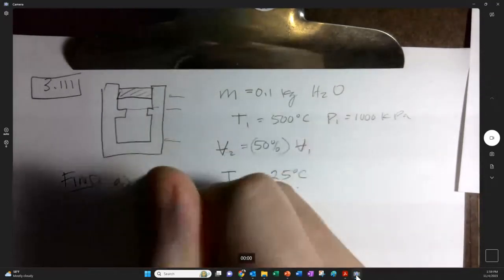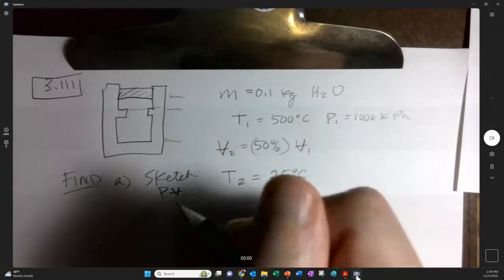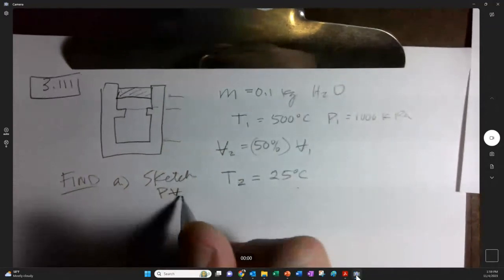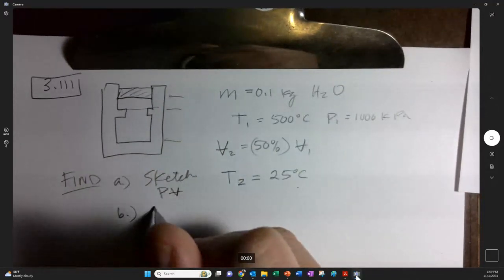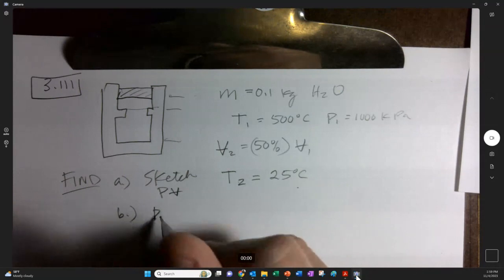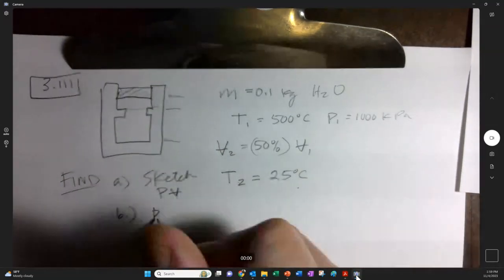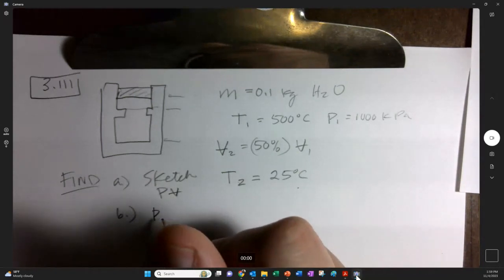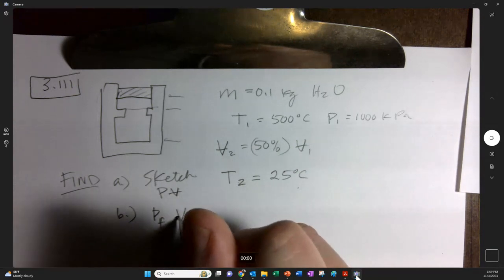So first they say sketch the PV diagram, and then we want to find P final. So I would say, I guess I'll write P_F and V_F.